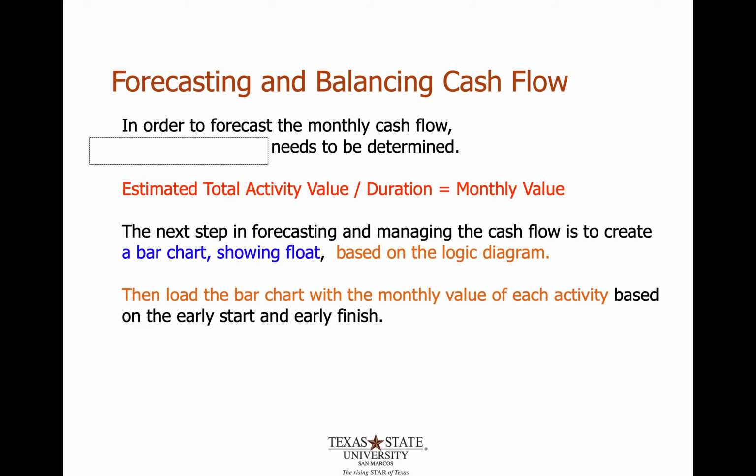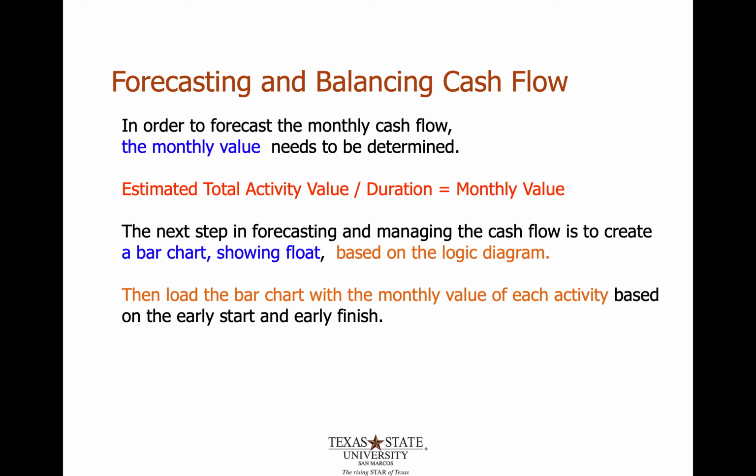Okay, so in order to forecast this monthly cash flow, I need to determine the monthly value, which is what we just did. And here's the equation for that. The estimated total activity value divided by the duration equaled the monthly value. That was pretty straightforward and evident on the last slide.